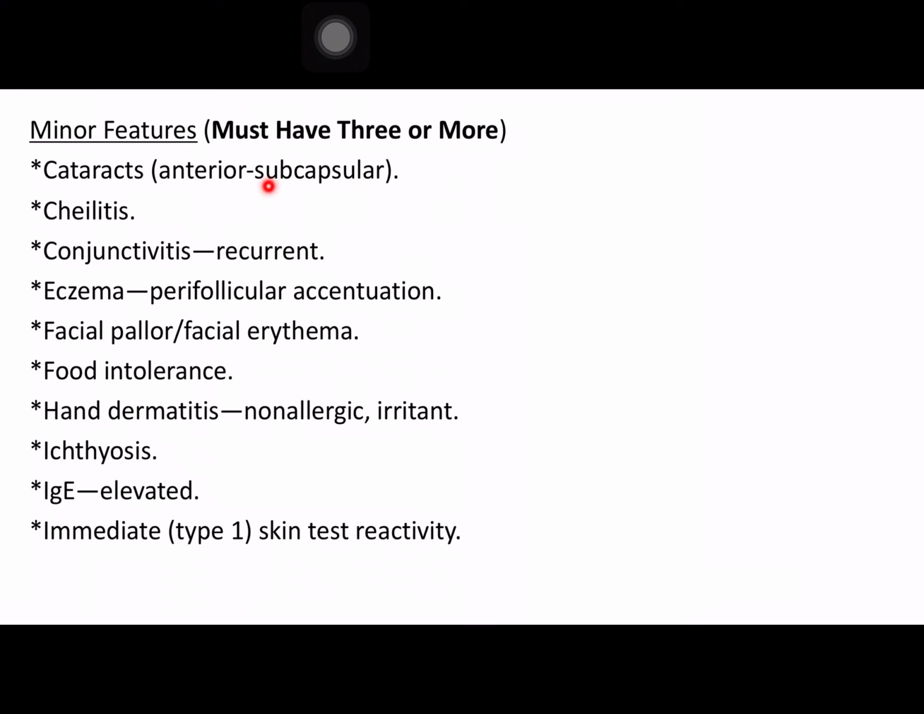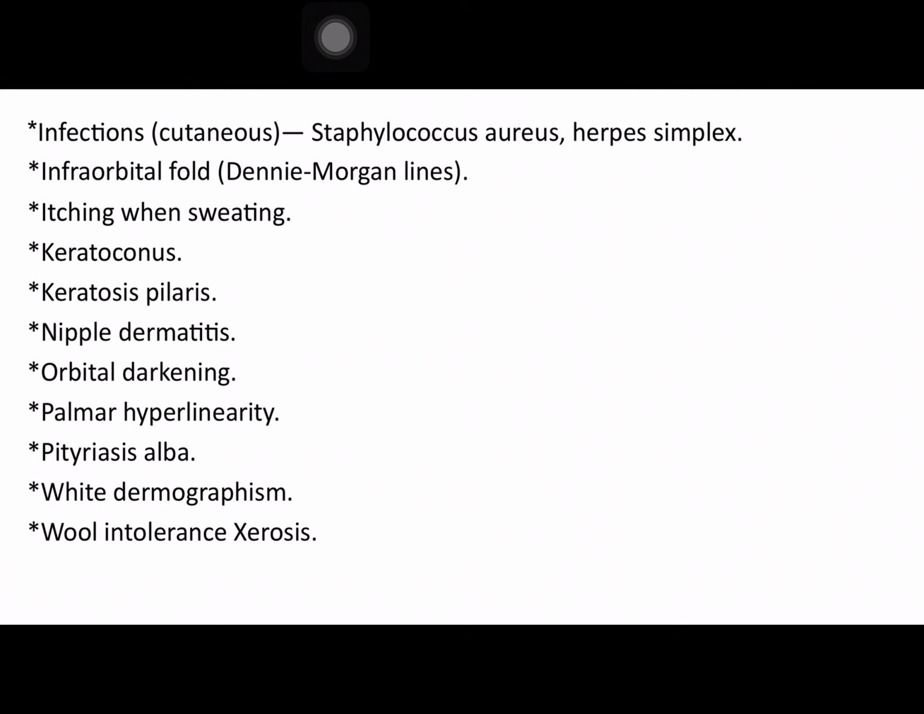The first one is cataract, cheilitis, dermatitis of the lip, conjunctivitis, eczema, perifollicular accentuation, facial pallor, facial erythema, food intolerance, hand dermatitis, ichthyosis, elevated IgE, immediate type 1 skin test reactivity, infection whatever the cause, infraorbital fold, Dennie-Morgan fold. In a patient with atopic dermatitis, we have the infraorbital fold. It is called the Dennie-Morgan line, so common in atopic children.